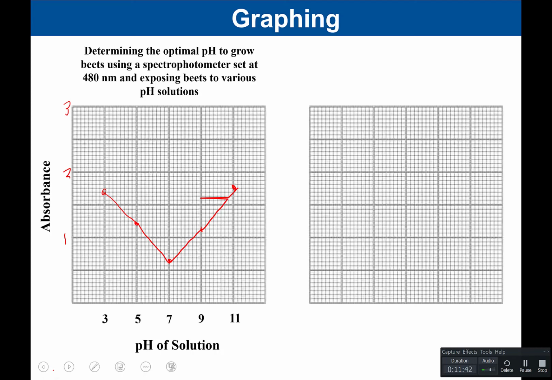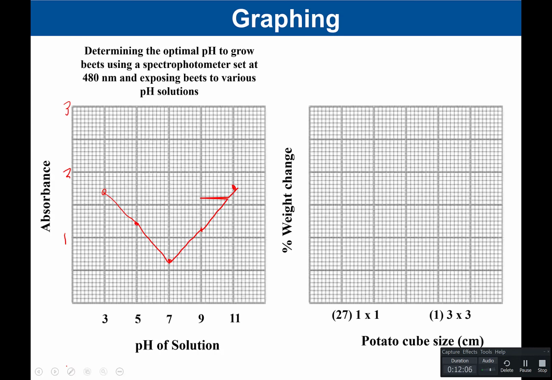So I'm going to have my percent weight change on my y-axis. My x-axis, I'm going to have my potato cube size. Make sure that you put your units. So in this case, our potato cube sizes were measured in centimeters. And then I'm going to put that I have two samples in this one. I have my 27 1x1 cubes, that's in centimeters, or I have my 1 3x3 cube. So in this example, is this one going to be a bar graph or a line graph? Answer is this is discrete data, so this is going to be a bar graph.